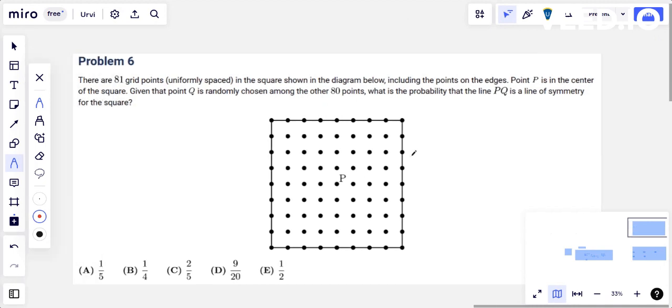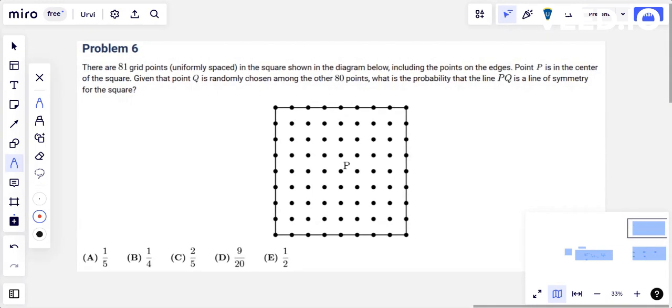Now let's do the last problem of this video. Problem 6. There are 81 grid points uniformly spaced in the square shown in the diagram below, including the points on the edges, like right here. Point P is the center of the square. Given that point Q is randomly chosen among the other 80 points, what is the probability that the line PQ is a line of symmetry for the square?